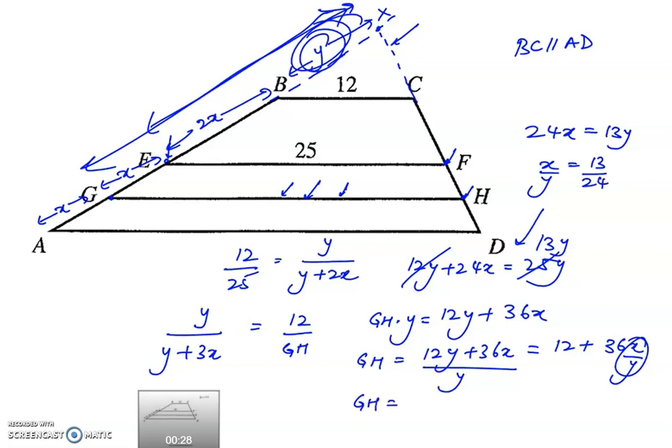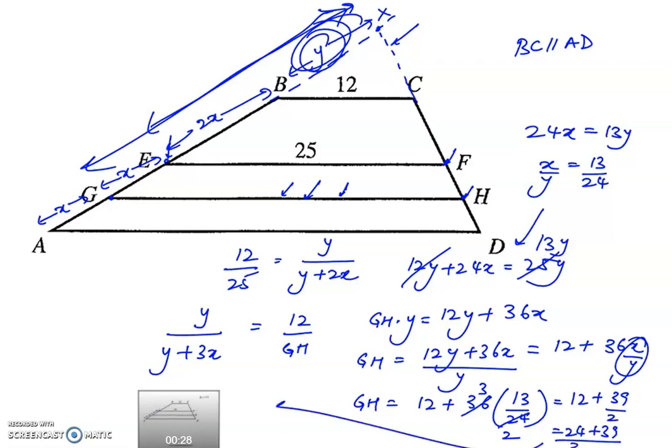That means GH is 12 plus 36 times 13 over 24. 12 times 3 is 36, that's 2. So this becomes 12 plus 39 over 2, which is 24 plus 39 over 2, and that becomes 63 over 2, and that is 31 and a half, and that's answer choice G.